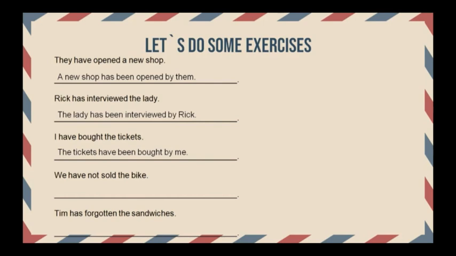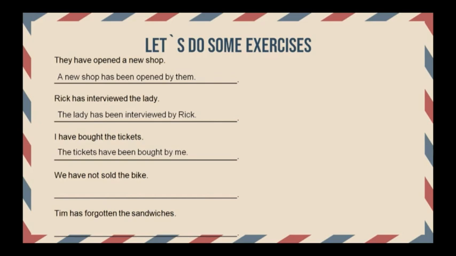Okay, you see that the subject pronoun from the active sentence is an object pronoun in the passive sentence. So I in active is me in passive. Okay, then we have not sold the bike. So this sentence is in a negative form. If your active sentence is in negative form, you have to put it in negative form in passive voice as well.